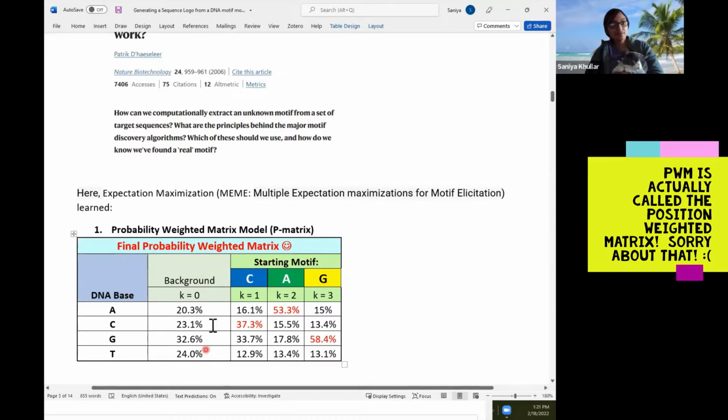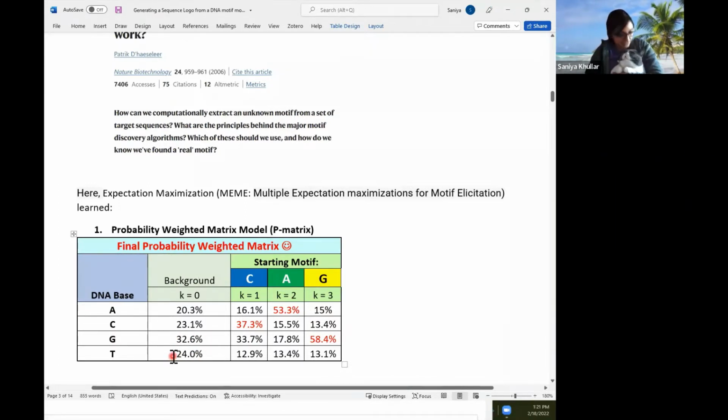And these are the probabilities of observing each base in the background, in a non-motif position. 20.3% chance of an A in the background, 23.1% chance of a C in the background, 32.6% chance of a G in the background, and 24% chance of a T in the background.